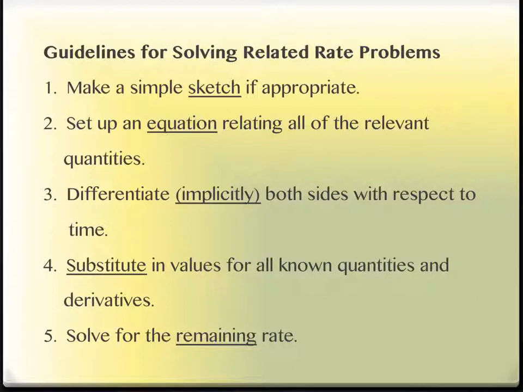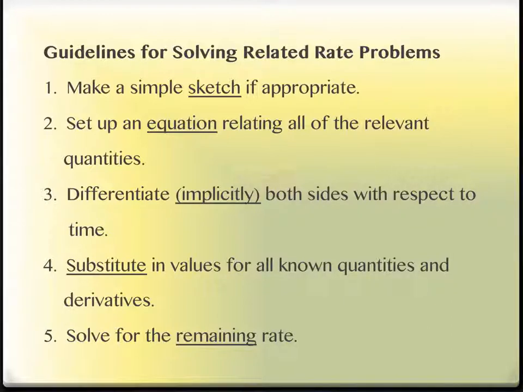Step 4, we're going to substitute in known values, and step 5 is we're going to solve for the remaining rate. So the calculus step is the one in the very dead center of this. Last time with optimization, the calculus step was the very last one that we did. Here, the calculus step is dead center of what we're doing. We're doing a little bit of algebra and setup beforehand, and a little bit of algebra afterwards. Calculus in the middle.